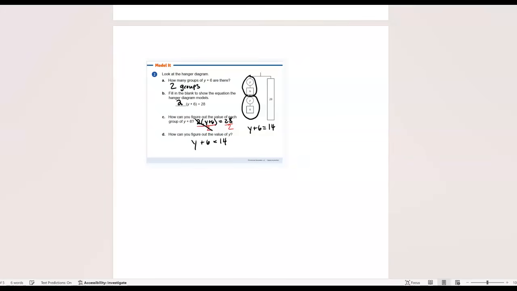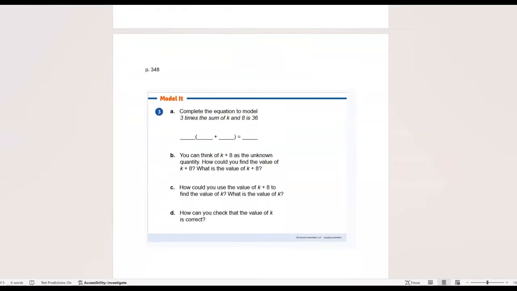I see addition. So how do I undo that? I subtract 6 from both sides. This will isolate my variable y. 6 minus 6 is 0. So I just drop down the y is equal to 14 minus 6, which is 8. Hop on over to page 348.